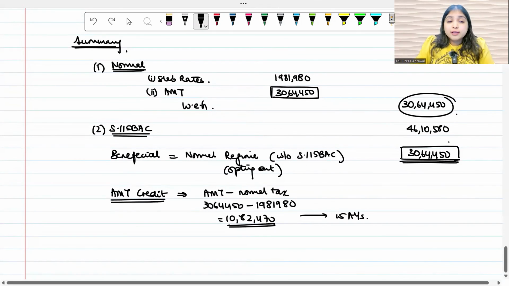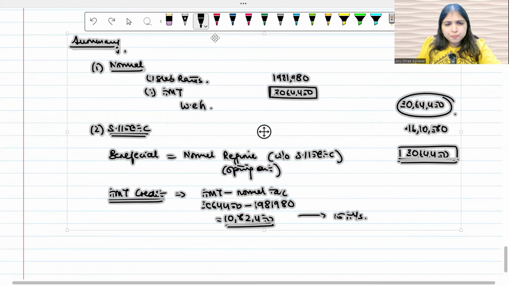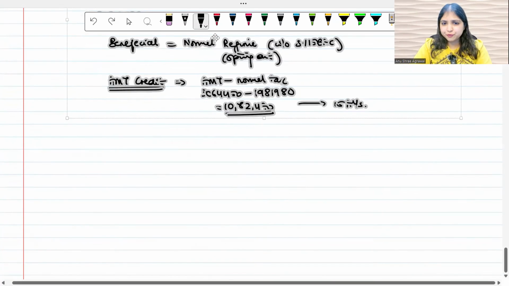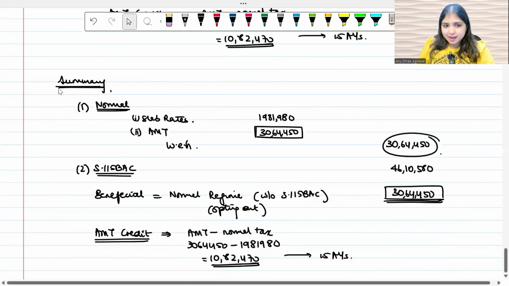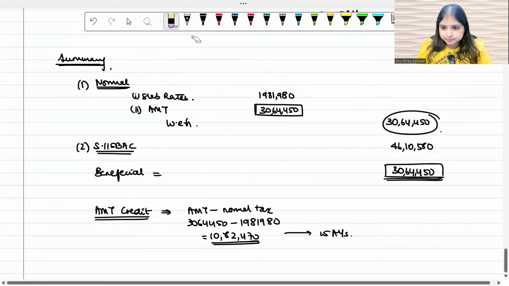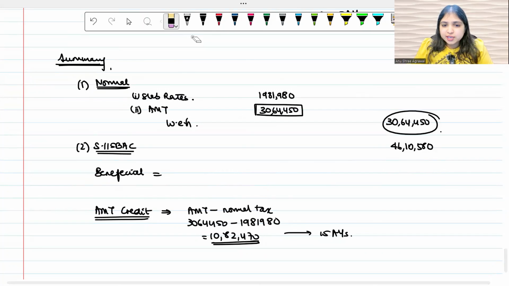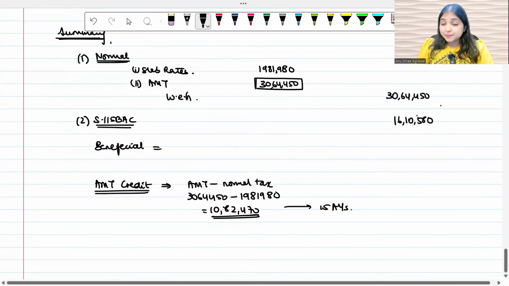All right. Now, just to ensure that you have understood this properly, I have one small question for you. Just try answering that, all right? I've copied the same thing as it is. Just one small change I am making over here. I am changing the 115 BAC number. Let us say the 115 BAC number was 16,10,580. Then what will you ask your assessee to do?